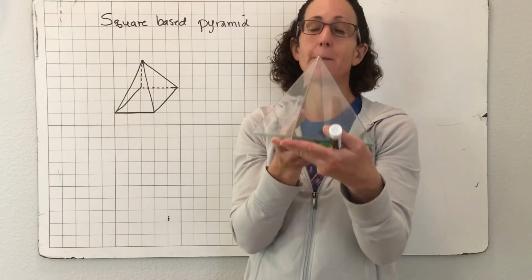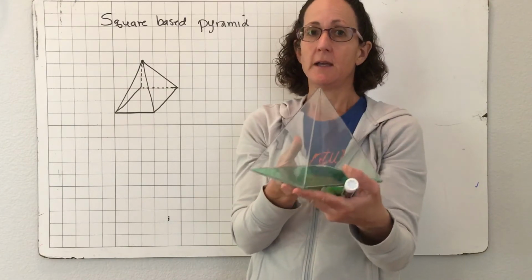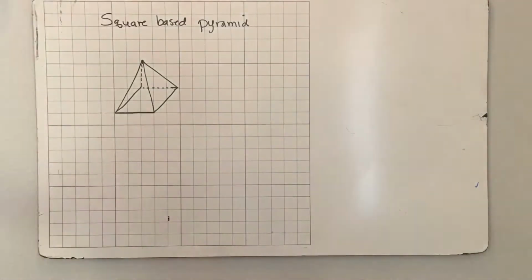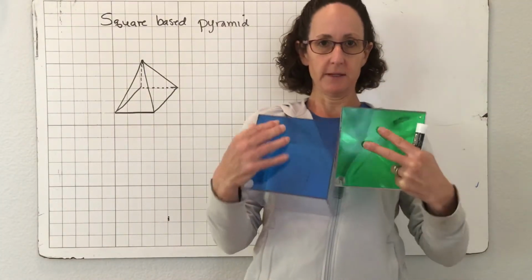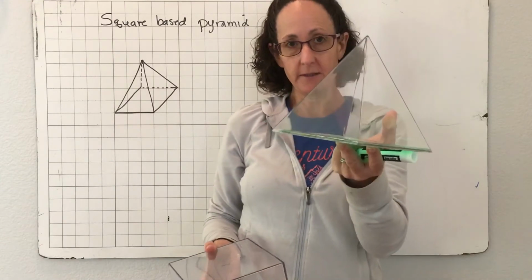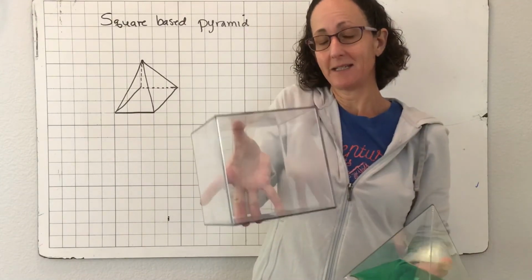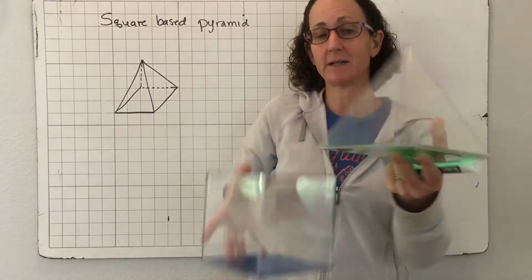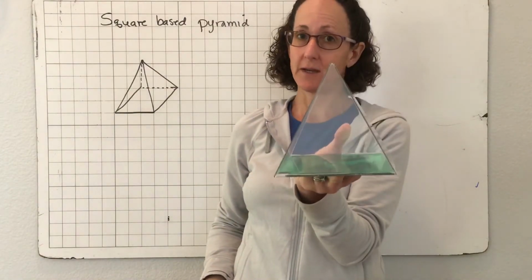If you notice, the big difference is that, hold on. Sorry, I wanted you guys to see the difference. So these both have square bases, okay? This is a prism, this is a pyramid. This has rectangular sides, right? These are all rectangles, and this has triangle sides, okay?